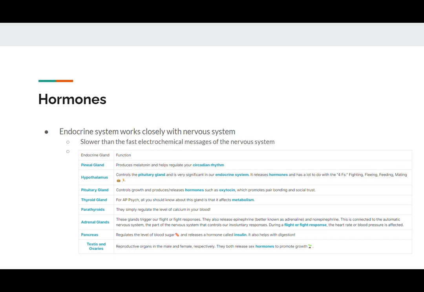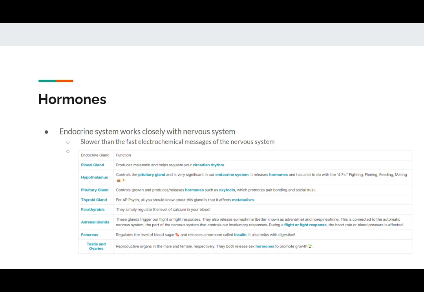And then we have the pancreas. It regulates the level of blood sugar and releases a hormone called insulin. It also helps with digestion. And finally, we have the testes and ovaries. I believe a lot of you are really familiar with this. They're reproductive organs in the male and female, respectively. And they both release sex hormones to promote growth.